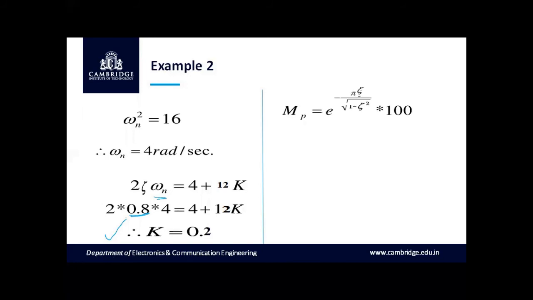So now the next question is to find MP, that is the maximum peak overshoot, which is given by e to the power of minus pi zeta divided by square root of 1 minus zeta square into 100. So substituting for zeta as 0.8, which is given in the question itself, and simplifying, we can obtain MP is equal to 1.5%. So we are done with this problem.